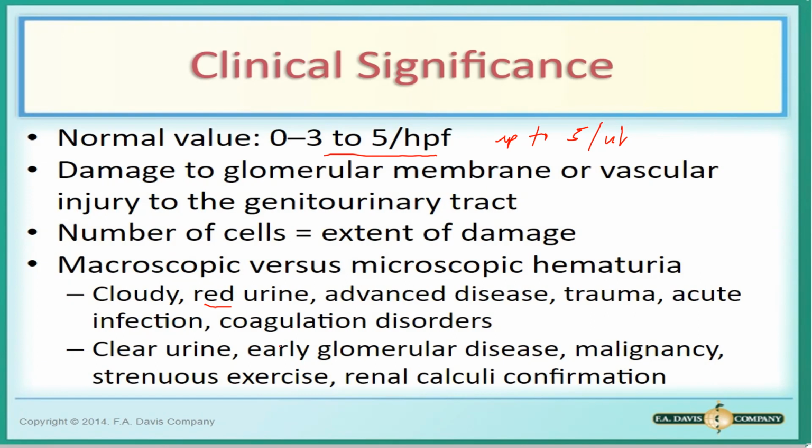Increased RBCs in urine in your handouts results from damage to glomerular membrane, or yung blank doon is glomerulonephritis. Letter B, vascular injury in the genitourinary tract, that is bladder stones.